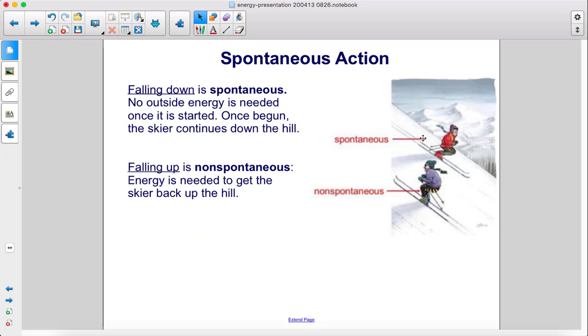Falling down is spontaneous. No outside energy is needed once it is started. Once begun, the skier continues down the hill. Falling up is non-spontaneous. Energy is needed to get the skier back up the hill.